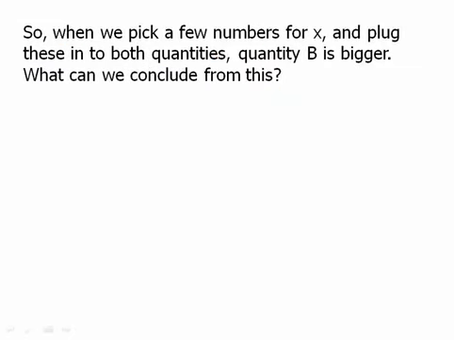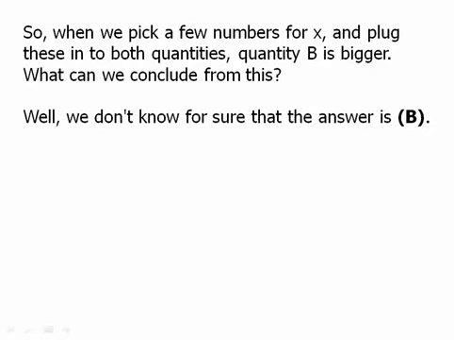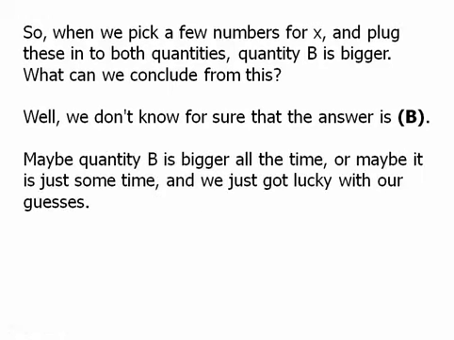So when we pick a few numbers for x and plug these into both quantities, quantity B is bigger. Exactly what can we conclude from this? Well, we don't know for sure that the answer is B. Remember that B technically means that quantity B is always bigger 100% of the time for every possible choice. So if we pick just a few numbers and B happens to be bigger, does that mean that it always works? We can't be sure about that.